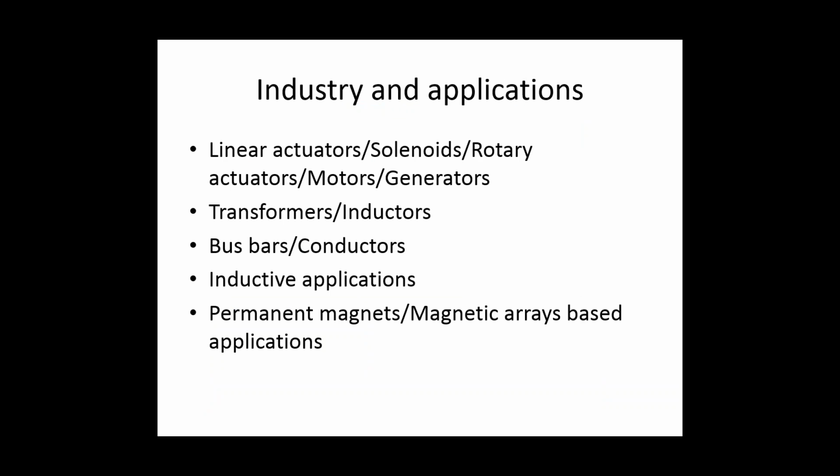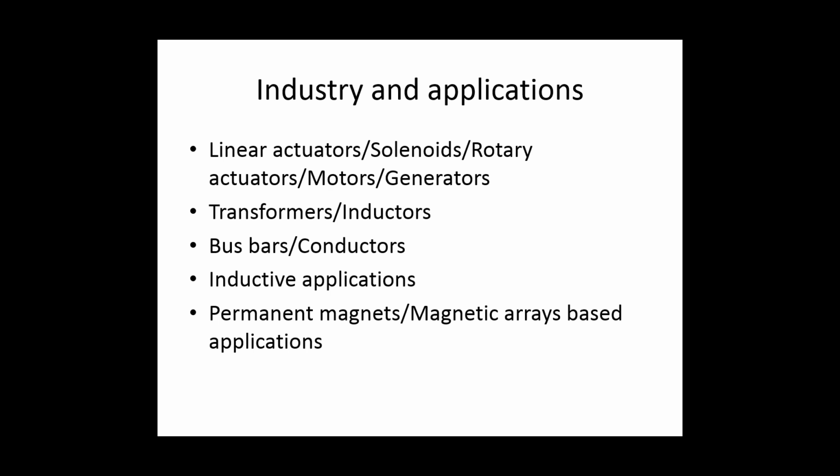As far as the industries and applications go, some of the main industries that we are present in today are, the first one is in the actuator industry. So linear actuators, rotary actuators, motors, generators, solenoids, etc. They form a bulk majority of our customers. We also have use in the transformer and inductor industry.